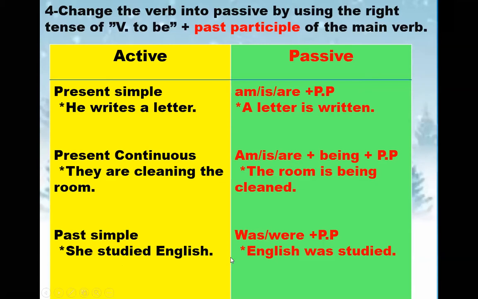If we are using a modal like may or will, we put may or will plus be. I will travel to Cairo. Cairo will be traveled to by me. Okay? Will be traveled. Is it clear?